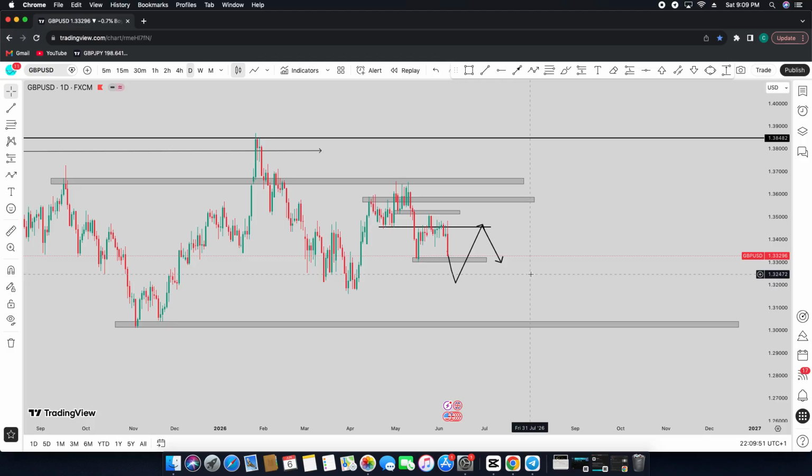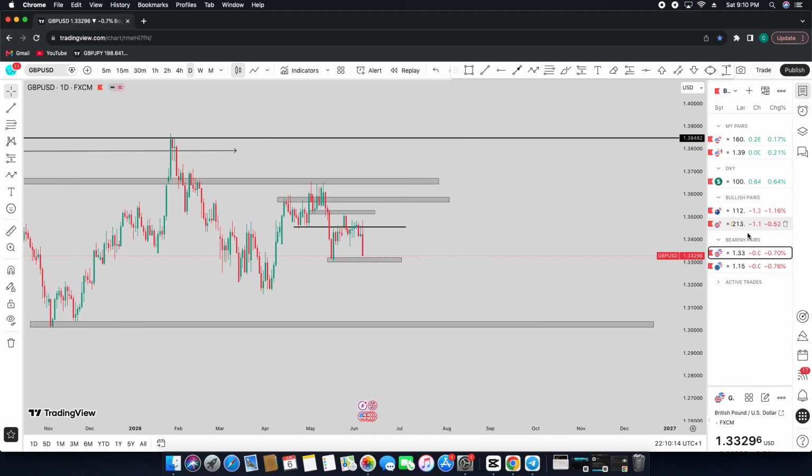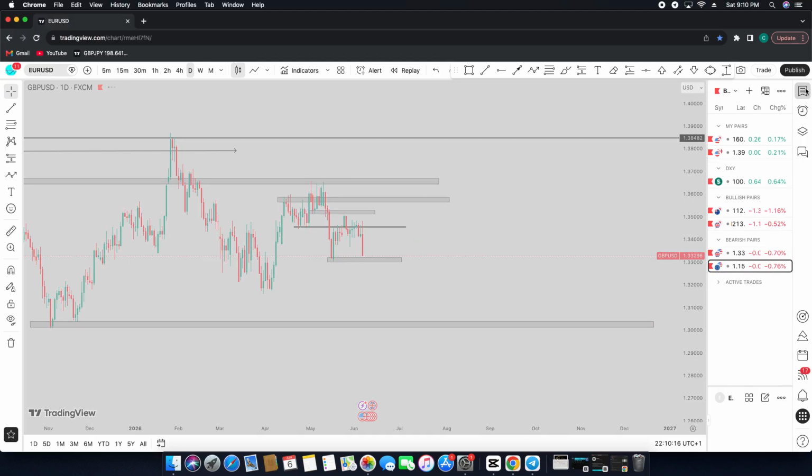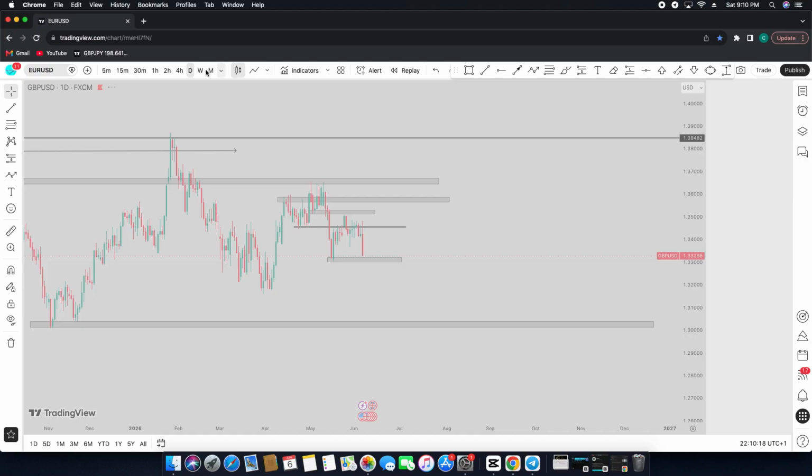So on GBP USD, I'm just going to be sitting on my hands. Probably this would not even happen next week. But if it happened, that there is a lot of momentum in the market, then I'll be waiting for either a rejection here to take a trade on this level, or a break below this level and retest of this level. So lastly, we have Euro USD.